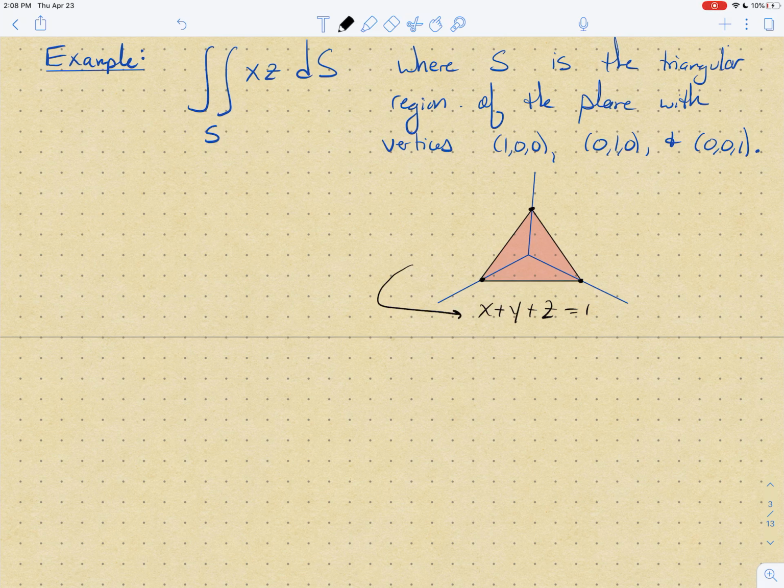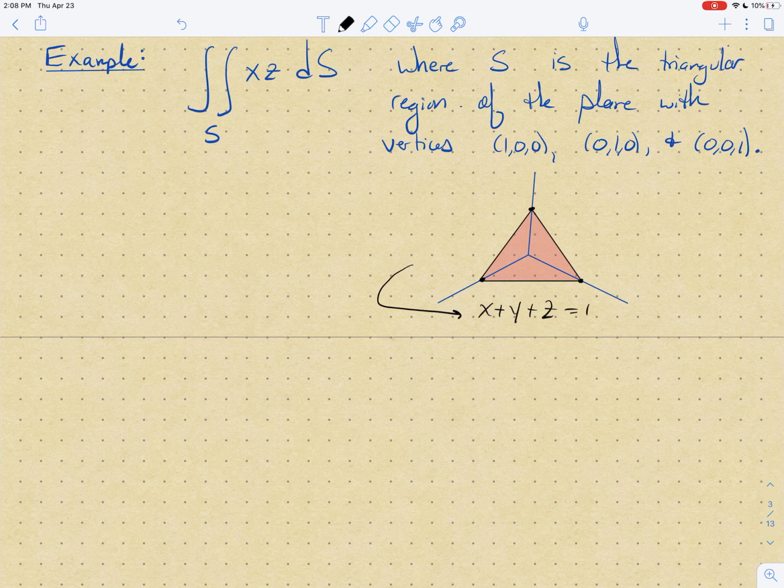So in this video, we're going to try to compute two examples. Again, we're working with surface integrals of scalar functions. And so for this integral, I want us to evaluate the function xz over the surface S, where S is the triangular region of this plane. So here's my surface S, kind of a fun little region.